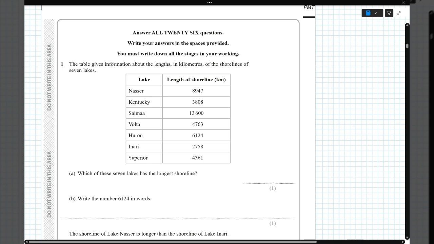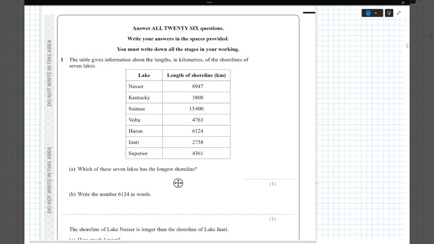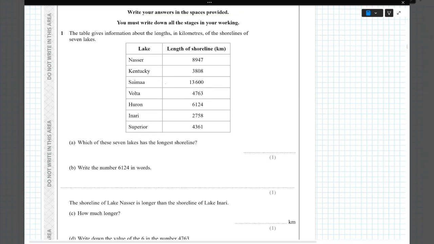We've got question 1. A table gives us information about the lengths in kilometres of the shorelines of 7 lakes. Which of these 7 lakes has the longest shoreline? So that'll be the one with the biggest number, which is that one there. So that is Sima.